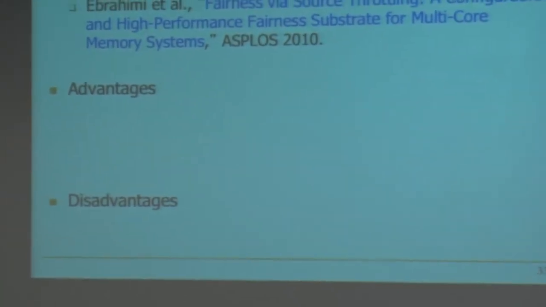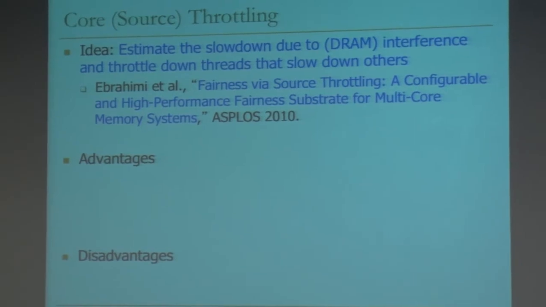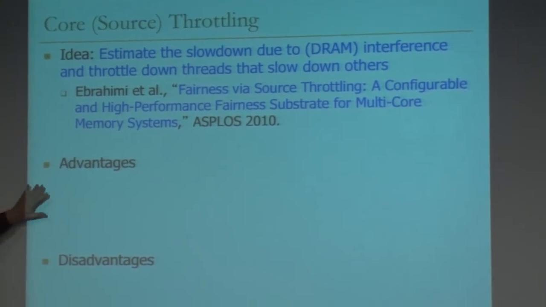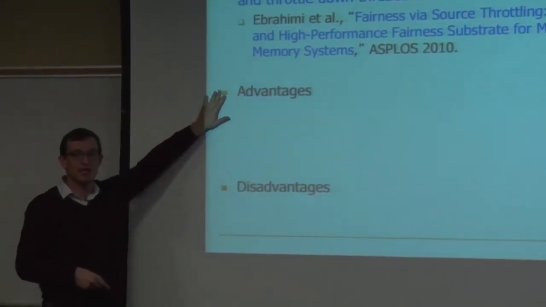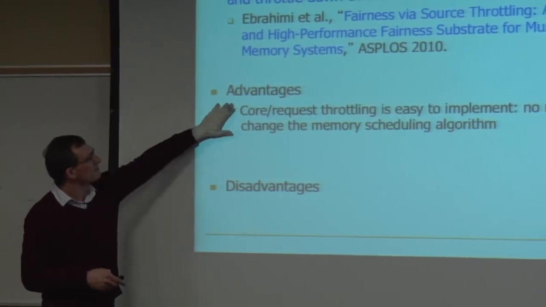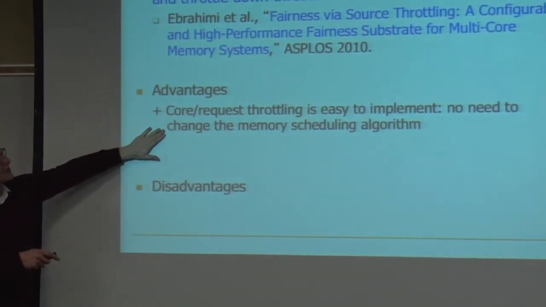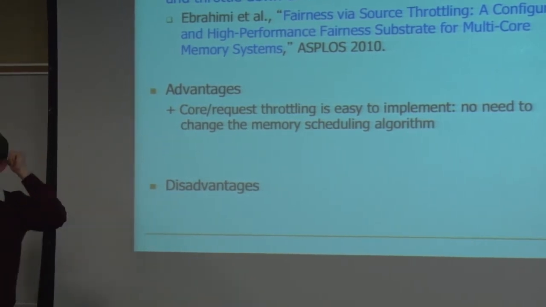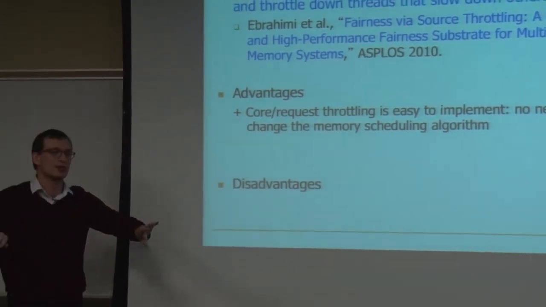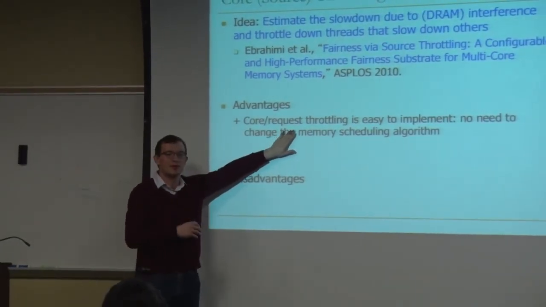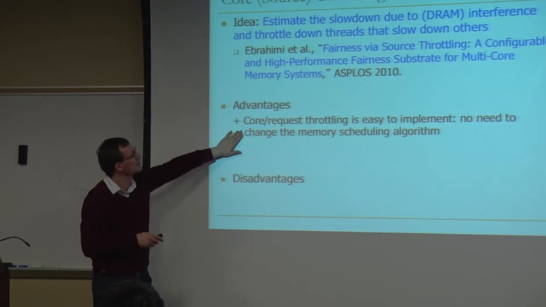OK? I think we've already discussed this. Estimate the slowdown due to interference and throttle down threads that slow down others. I'm not going to go into the results, but this actually works well compared to memory scheduling mechanisms. The advantages: this is actually easy to implement. There's no need to change the memory scheduling algorithm. This is similar to channel partitioning. Again, in channel partitioning, you don't need to change the memory scheduling algorithm if you're doing well. But if you want to get even better performance, you may want to change it a little bit, as we discussed.